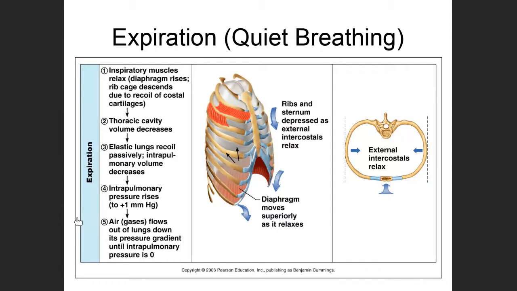What we need to do is make the volume in the thoracic cavity and the lungs small enough that we increase the pressure about 1 millimeter of mercury above atmospheric pressure. So if you're walking on the sea, your atmospheric pressure is 760, and we need to decrease the volume in the lungs and thoracic cavity so that the pressure increases to about 761. When we do that, we've got a pressure gradient. Air moves from the area of higher pressure within the lung to the area of lower pressure outside the body, and you exhale.